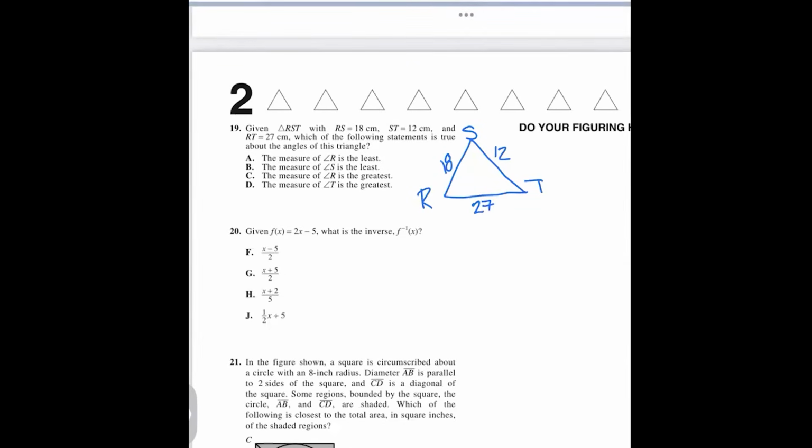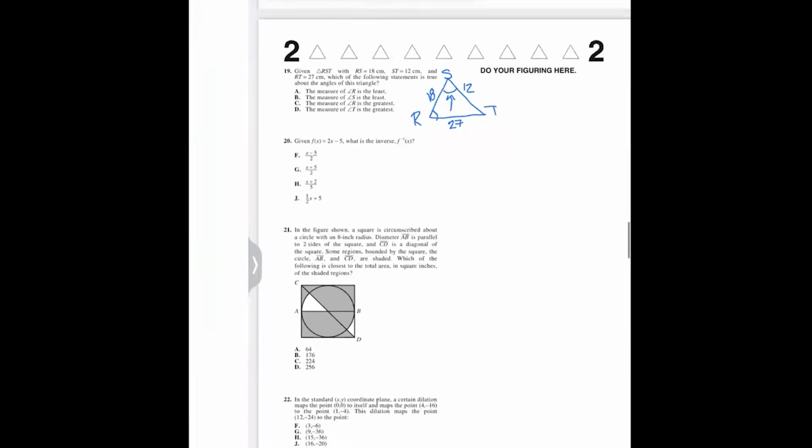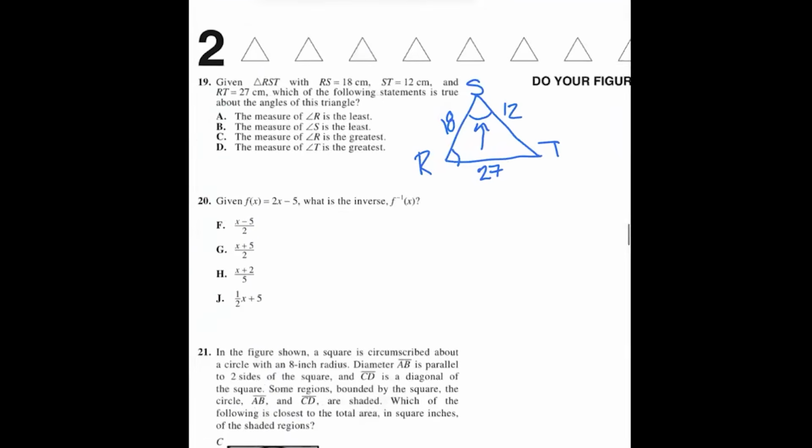So one thing you have to remember in math is the longer the side, the opposite angle is going to be the biggest. So before I look at these questions, S is going to be our biggest angle, and then R is going to be our smallest. So let's look at these options. So it says R is the least on number 19. That seems like a good one, but let's double check our other options, which is just good testing practice.